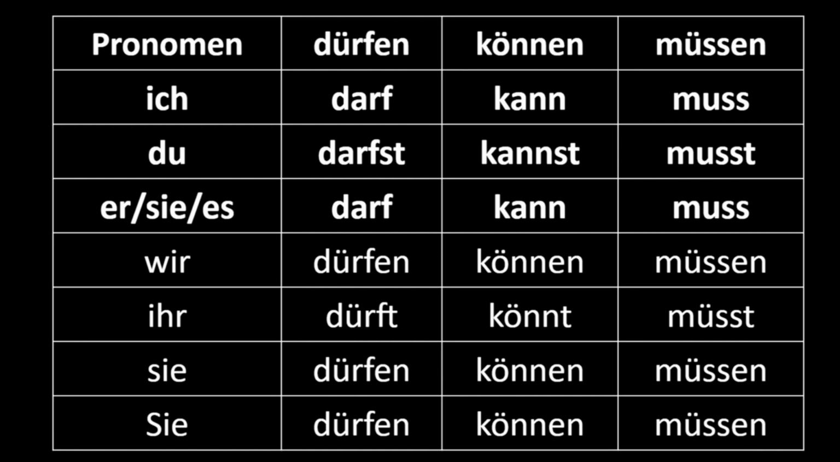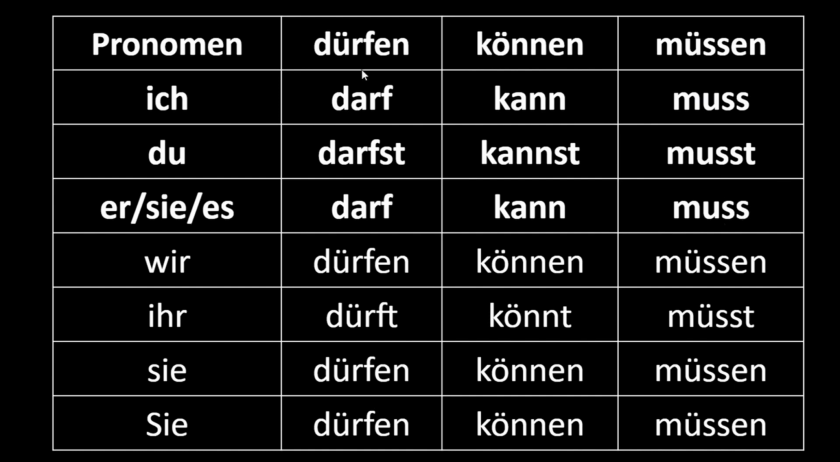The second point to notice is that the conjugation for ich and er, sie, es, that is first person and third person singular, are the same. So it is darf, for example, for dürfen, kann for können, muss for müssen.